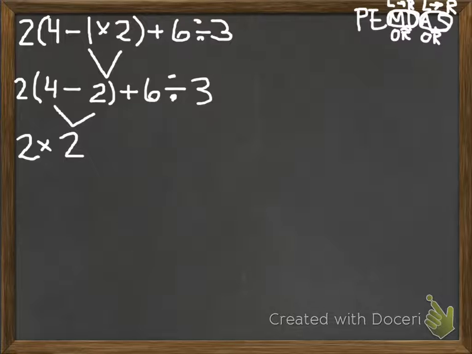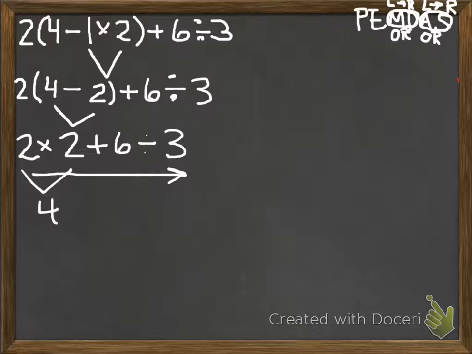Now that we're back to our problem, we need to make sure that we rewrite the expression. There are no exponents, so I move on to multiplication and division, and we're moving from left to right. I see 2 times 2 is the first multiplication or division, and we're doing one step at a time. So 2 times 2 is 4. Now I rewrite the expression.